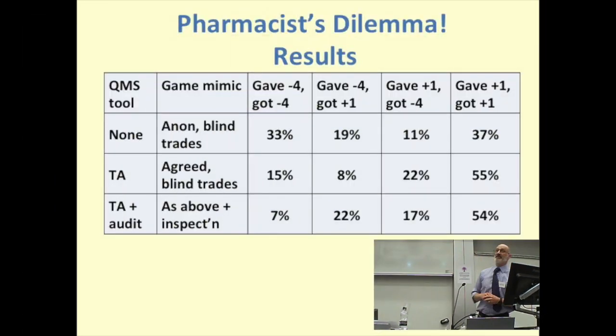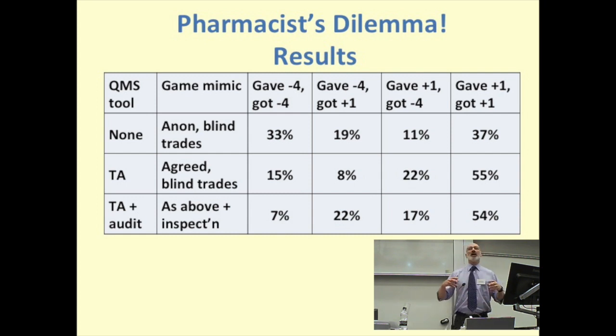Okay, so these are the results that we actually got from a class. The registered size of the class was about 140 students. This is based on a survey that 50 students responded to via Kahoot. So you can see on the far left-hand side what quality management system you are using, whether there's none, whether there's a technical agreement, or whether there's a technical agreement plus an audit. In the second column, you can see what the game mimic was. So that was your first swap, your second swap, and your third swap. And thankfully, we get the right behaviour.